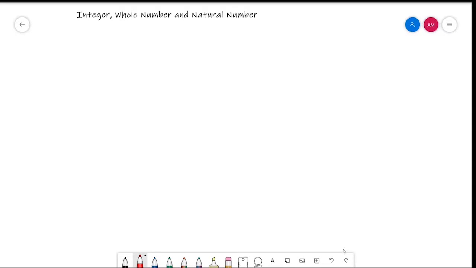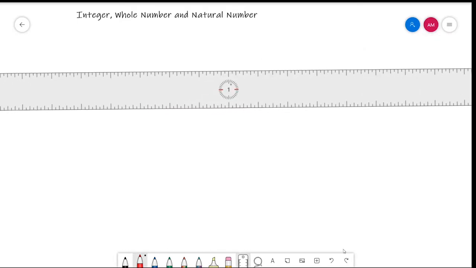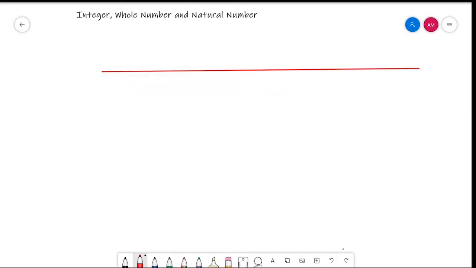So we start today's lecture and we will talk about what are the integers, whole numbers and natural numbers. So let me first draw a line so that we understand what our integers are. So I draw a number line and we know what a number line is.